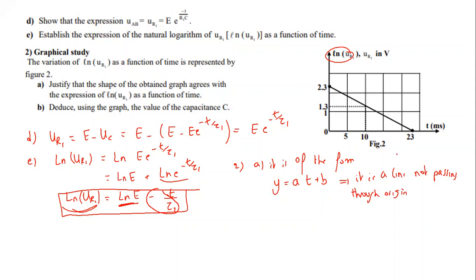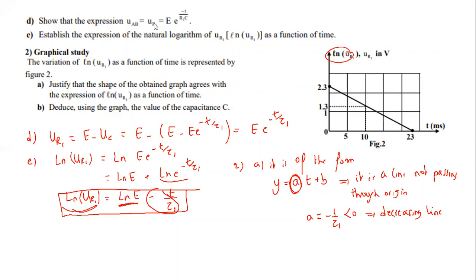So it's true, but this is not enough. But it's a line that's decreasing. If I look at the slope, I have a equal minus 1 over tau 1, which is less than 0, which implies it's a decreasing line. So that's it for this part. Now deduce using the graph the value of c.